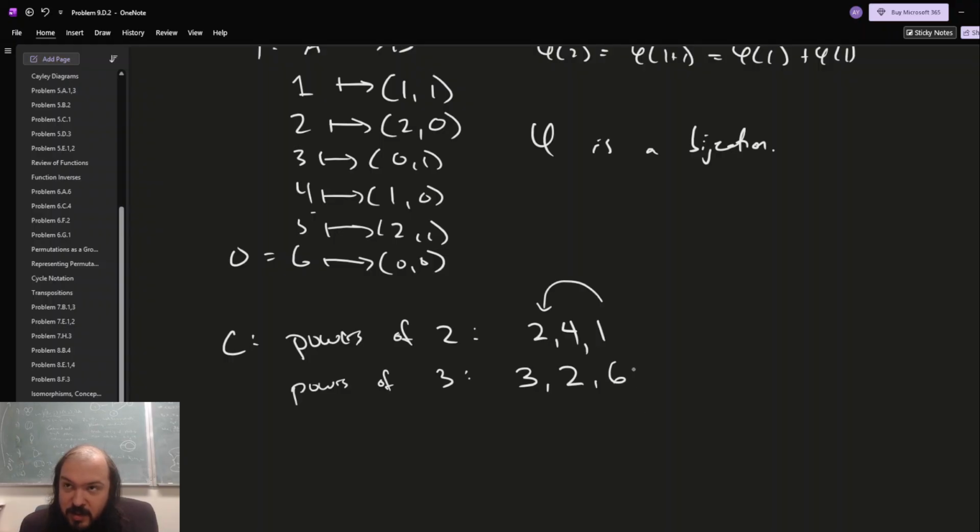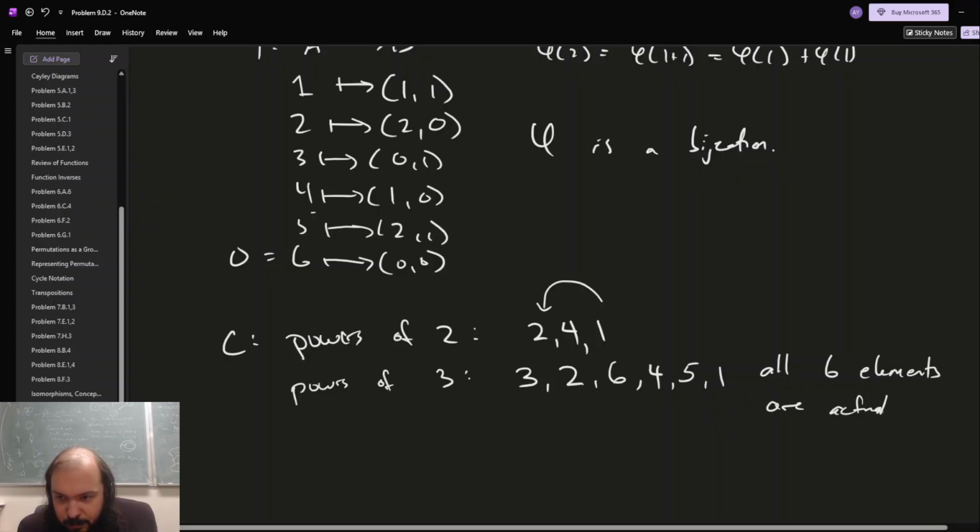And then 6 times 3 is 18, which is 4 in this group, mod 7. And then 4 times 3 is 12. Man, multiplication today is hard. And 12 is 5 mod 7. And then 5 times 3 is 15. 15 is 1 mod 7. And you see, we have all 6 powers here. So all 6 elements are actually powers of 3. I think that was a little bit surprising.